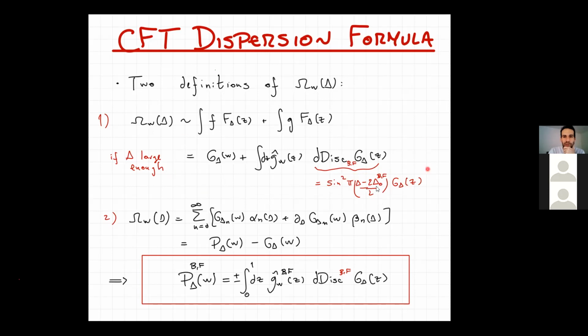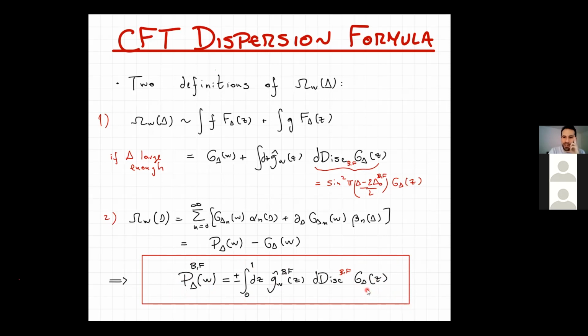So this is one representation, but then I also gave you this other definition of the master function as an infinite sum of these conformal blocks times functional actions, and you might recall that this is the same as the Polyakov block minus the conformal block. So if you take 1 and 2, then you find that there's a very nice representation for the Polyakov block as this integral over the double discontinuity of the conformal block. Okay, so you have this interesting integral formula for the Polyakov block.